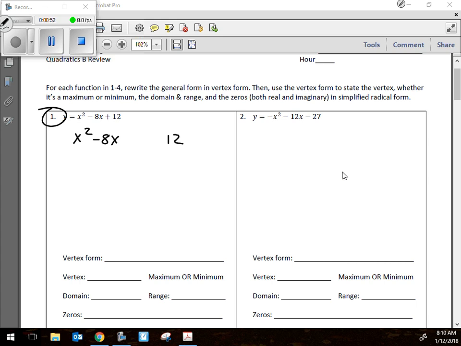Then you have to do half and square. Half of 8's 4, 4 squared 16. And why do I put a 16 here? Because I want to, and by the way, that'll always be positive because you squared it, right? And if it was negative 4 and you squared it, if you're squaring anything, it's always positive.